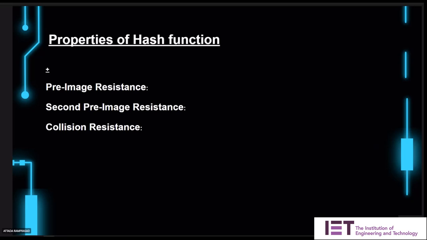This property means that it should be hard to find two different inputs of any length that result in the same hash. This property is also referred to as the collision-free hash function.